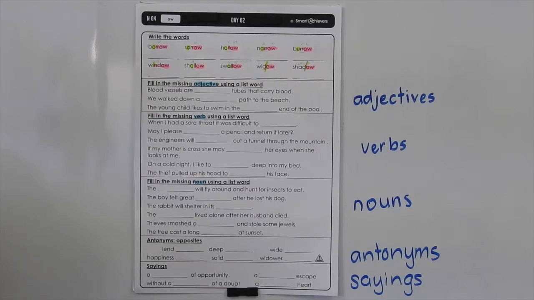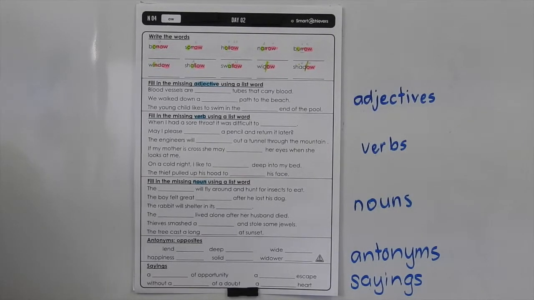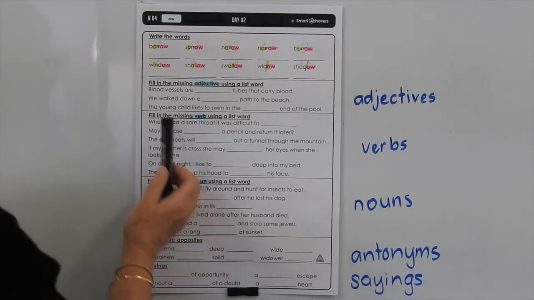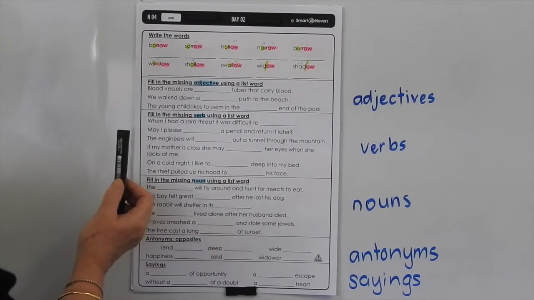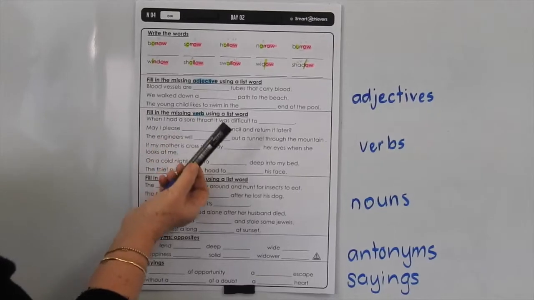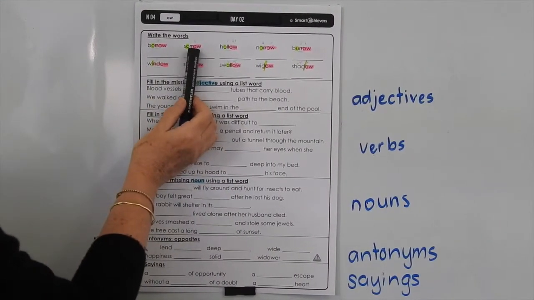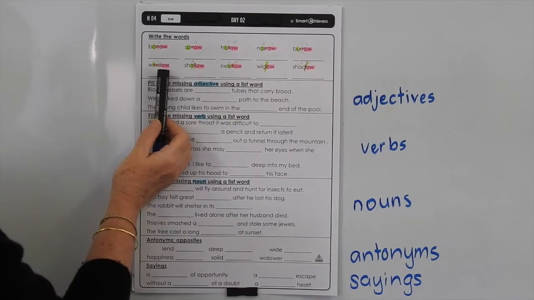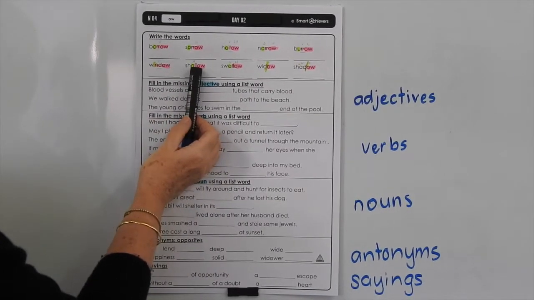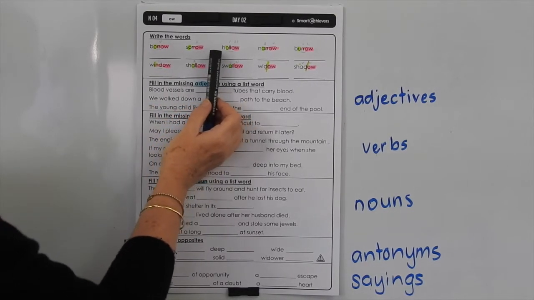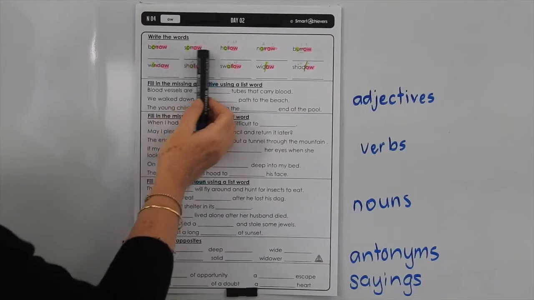Okay, so we've talked about the meanings of these words yesterday. Today we're looking more at their structure. So we're looking at whether they are adjectives, verbs, or nouns. You might find some of these words have just one structure. So borrow is a verb. Sorrow is just a noun. Shallow is an adjective.